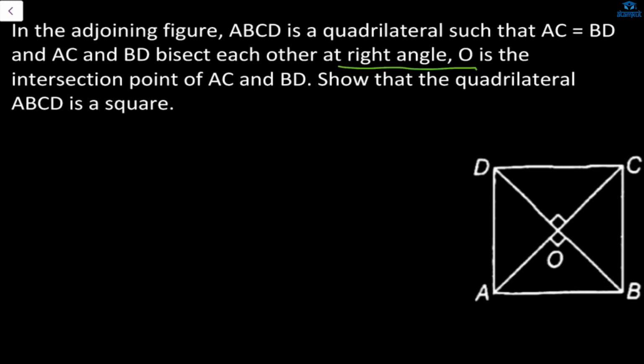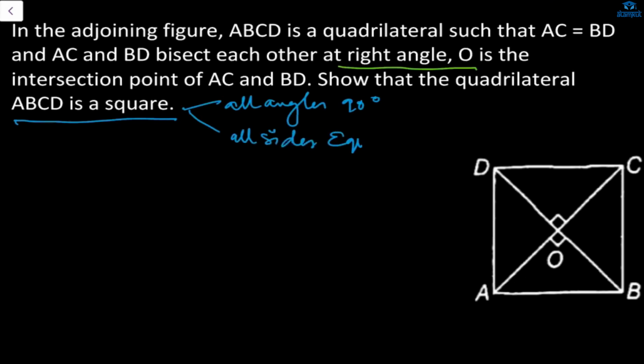Show that the quadrilateral ABCD is a square. Now, if you want to show that ABCD is a square, what do we have to prove? What do we have to show to prove that the figure ABCD is a square? We will first prove that all the sides are equal, then we will prove that all the angles are 90 degrees. Yes, when proving that ABCD is a square, you have to prove two things: all angles 90 degrees and all sides equal.